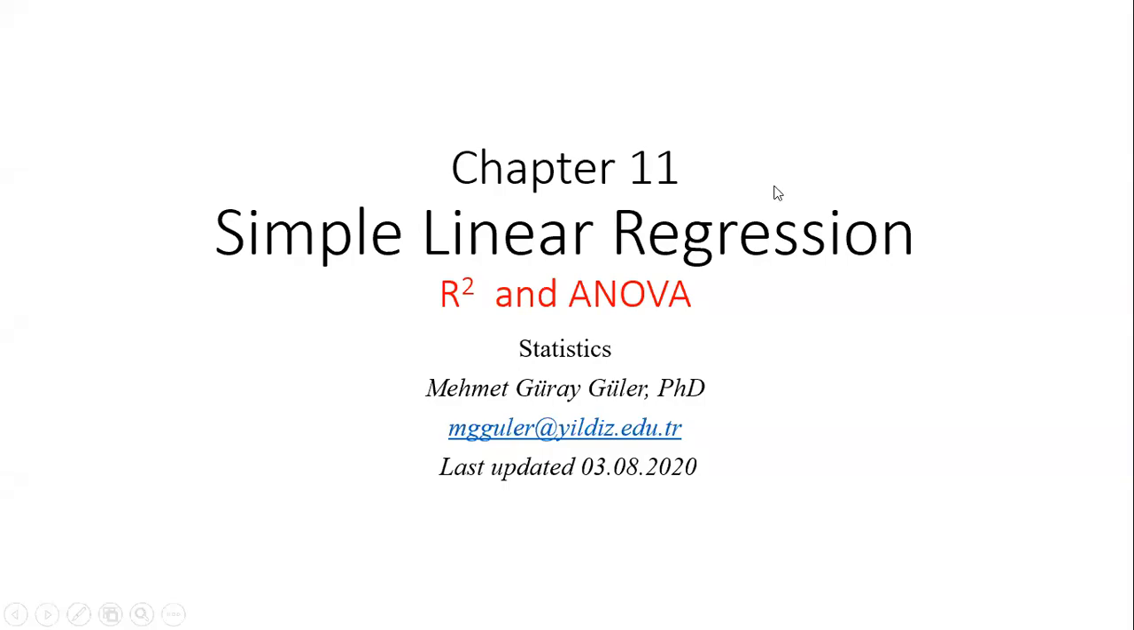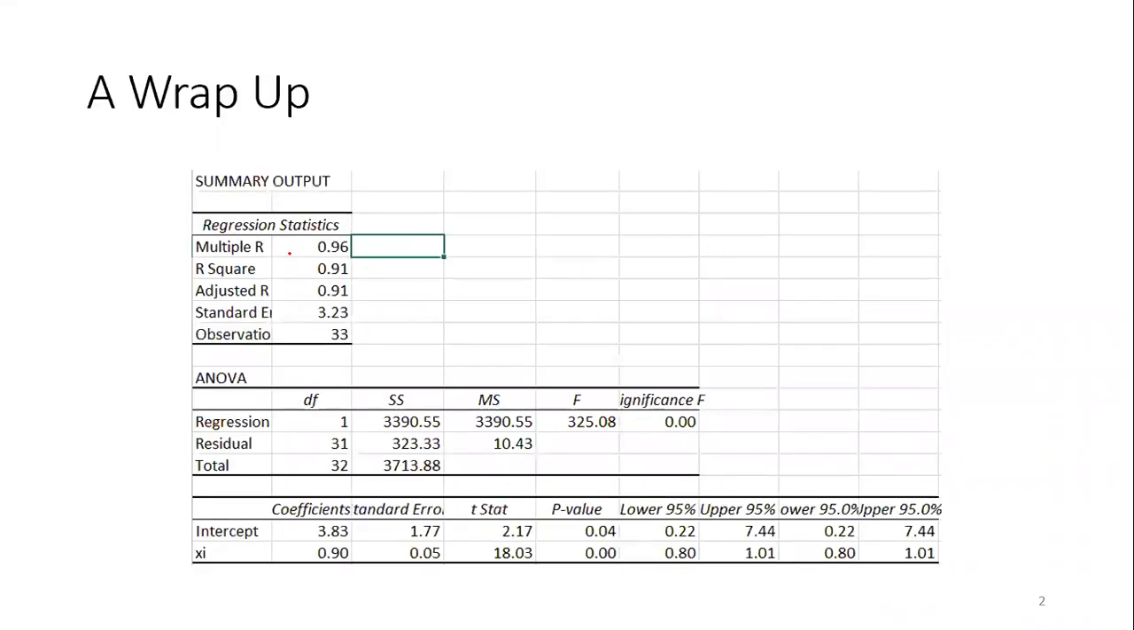Hello everyone. In this video, we will talk about the R-square and the analysis of variance, or ANOVA, for simple linear regression. This is the output for the previous example, the sales and GPA example, right? We talked about this table, and in this video we will talk about this table and this table.